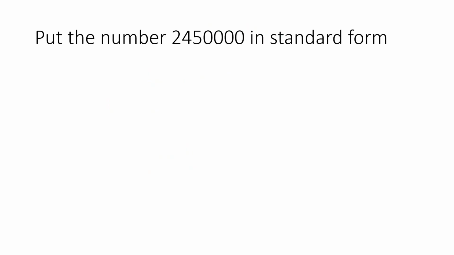But what about if it's something like this? Put the number 2,450,000 in standard form. Well, all we're going to do is, once again, after 2, we need to count the zeros. We got 1, 2, 3, 4, 5, 6. So it's going to be times 10 to the 6, right? However, it's not going to be 2 times 10 to the 6 because we have the 4 and 5 here.